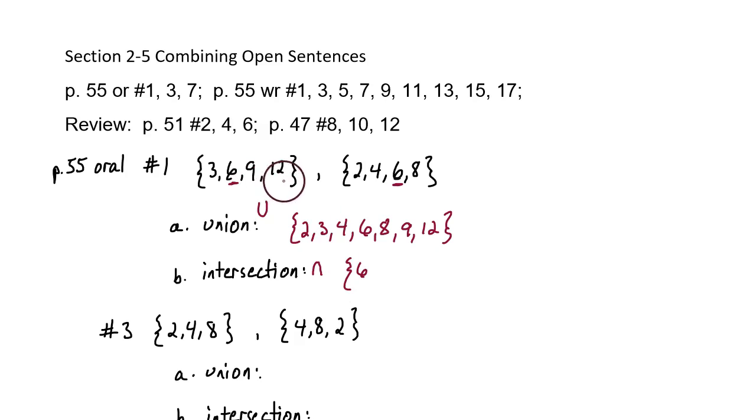What about 9 or 12? Is 2 in both sets? What about 4? What about 8? The only element that is in both of the original sets is the number 6. So our intersection of the 2 sets is only that one element, the 6.